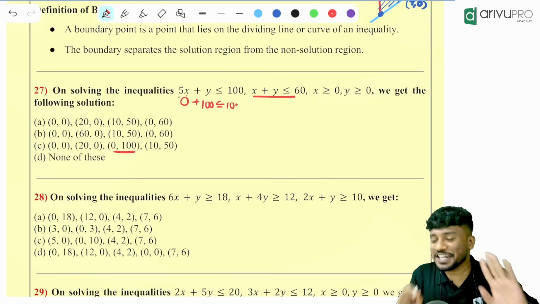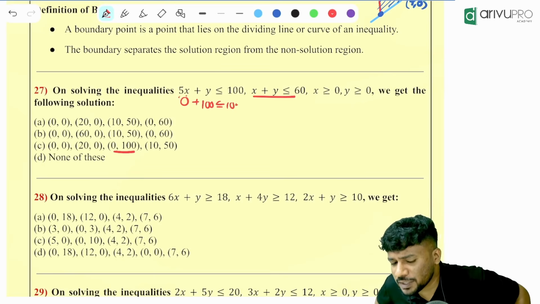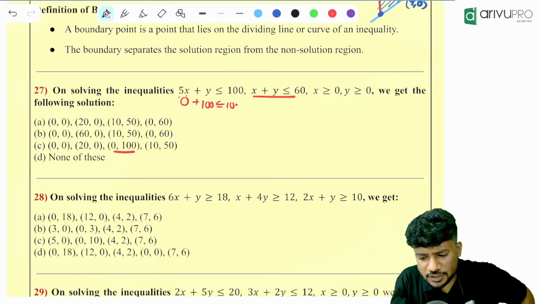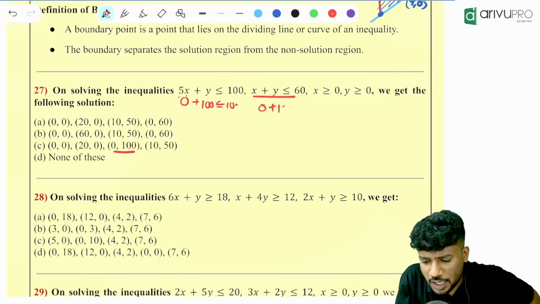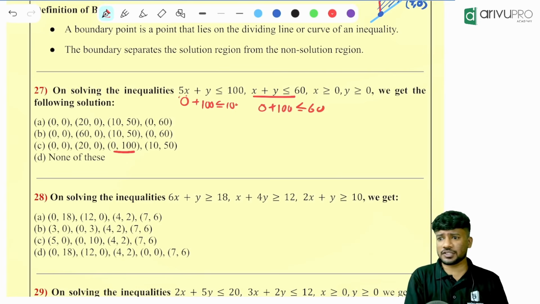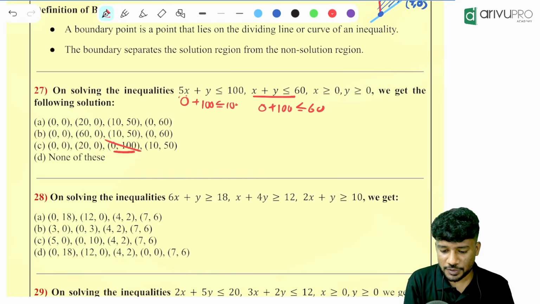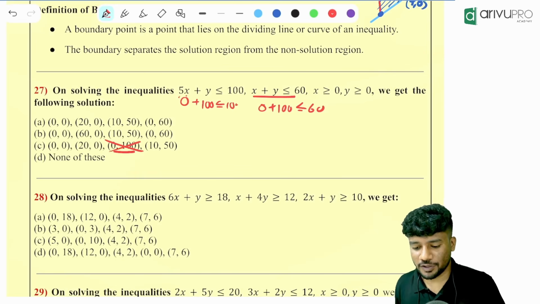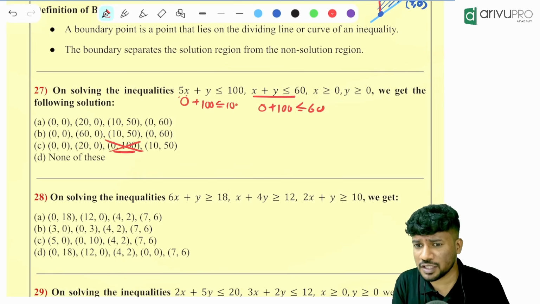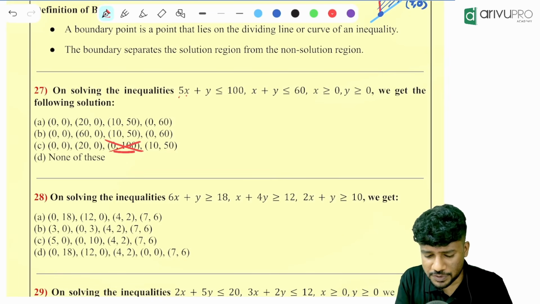Anyway, now here you put x plus y. Put 0, x is 0, y is 100, less than or equal to 60. People, is 100 less than or equal to 60? 100 is greater than 60, that means this option is wrong. Option C is wrong.